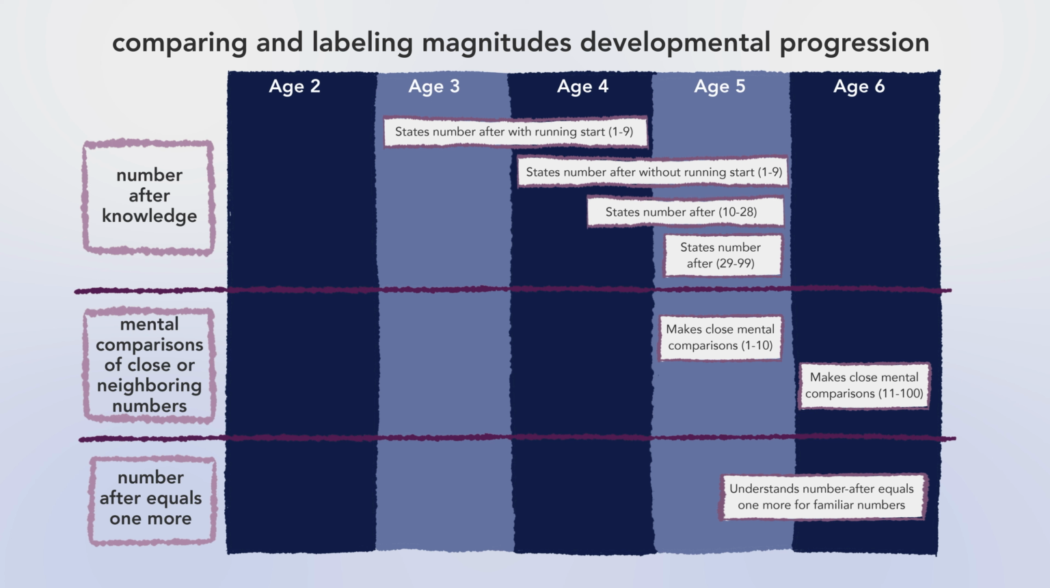As the next section, Mental Comparisons of Close or Neighboring Numbers, shows, the ability to know which is more when the numbers are very close to one another, as in, which is more, 6 or 5, generally does not fully appear until age 5. And just like their what comes after skills, they may be able to make these close mental comparisons between numbers less than 10, but need more time and experience with larger numbers before they can answer which is bigger, 13 or 12. A robust understanding of the successor principle, the idea that each number is exactly one more than the number it follows, is not in place until age 6.